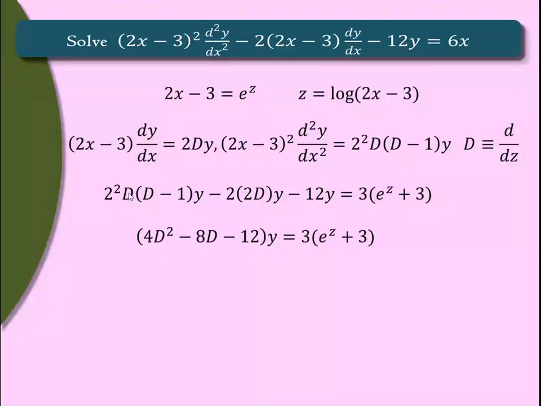So it becomes d square minus d into 4. So it becomes 4d square minus 4. This is minus 4d minus 12. Minus 4d minus 4d, it becomes minus 8d. So 4d square minus 8d minus 12y is equal to 3 into e raised to z plus 3. Okay. So this is the differential equation in which together with derivatives we have a constant term. And we know what is the method to solve this.